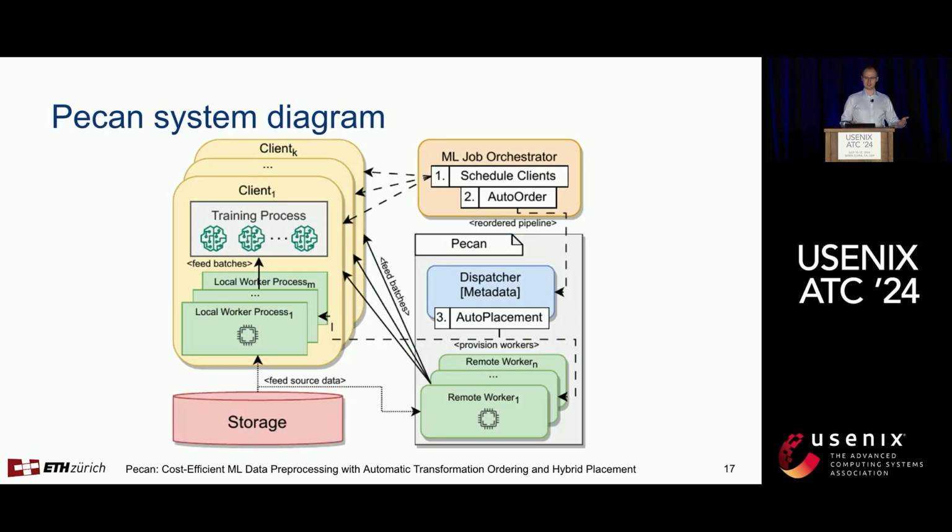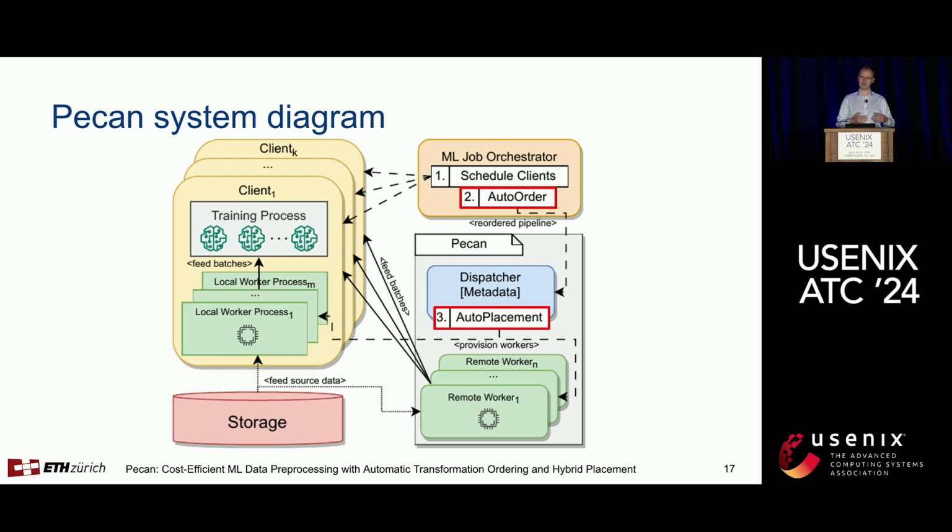Now, I've shown you these 2 policies, so how do they come together? Well, in this diagram of our system, we have our storage and our remote and local workers. And now on top of this, note in the orange box, we have our auto order policy, and we execute this before the job training begins. And the reason for this is we can use these statically inferable values, and we can optimize the throughput directly from step 1. So we want to do this as soon as possible.